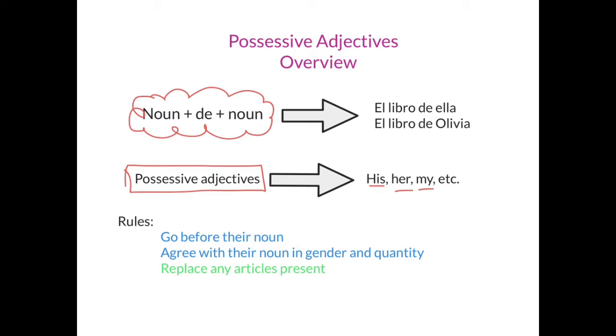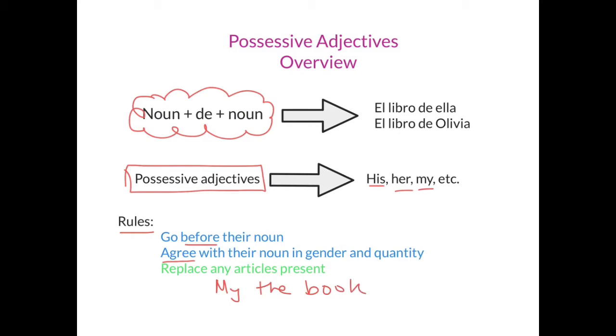There's just a couple rules we have to keep in mind with these. They go before their noun, even though they're adjectives, and they have to agree with their noun in gender and quantity. And one thing that comes up every so often when we discuss these is what happens to articles. You cannot use both a possessive and an article together because it wouldn't make sense. So for example, it wouldn't make sense in English to say, my the book.